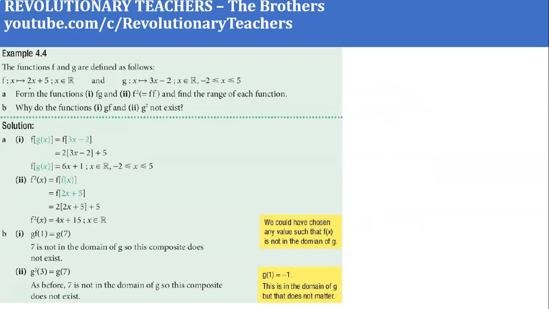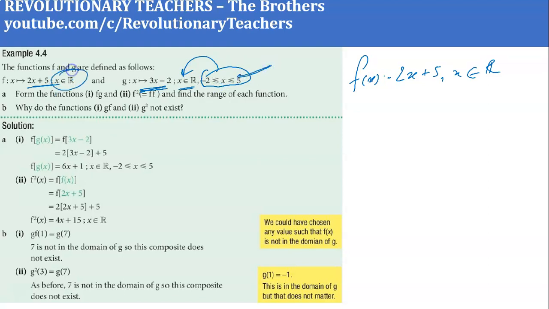Now see, I am having a function f(x) equals 2x plus 5, where x belongs to the real numbers, and g(x) is 3x minus 2, where x belongs to the real numbers, but I have constrained the value of x in g. Be very attentive for this. Here in f I don't have any constraints, but I have constrained the values in g: x belongs to the real numbers, but limited to minus 2 to 5 only.